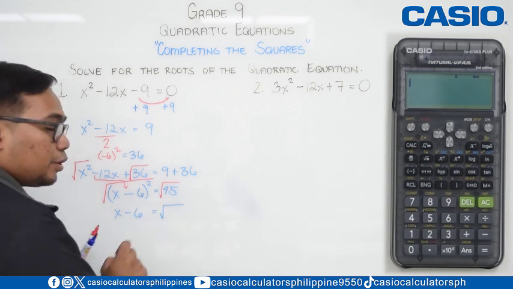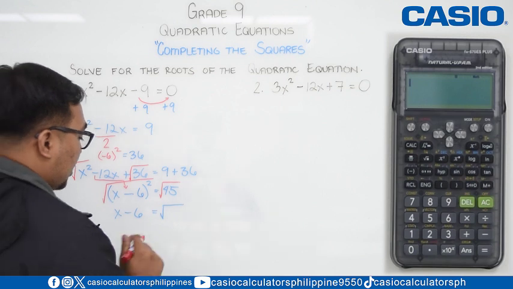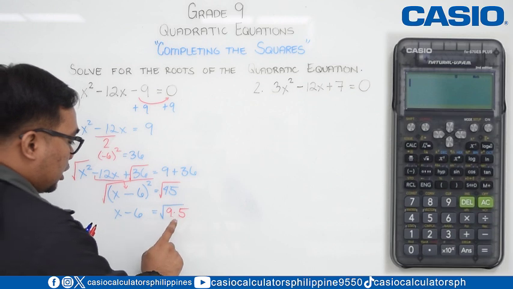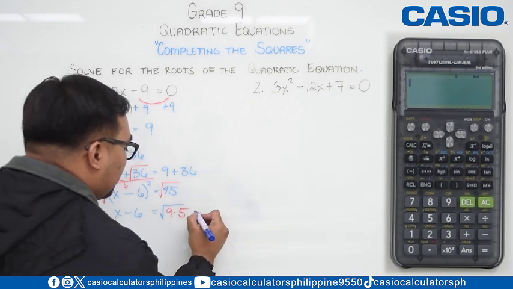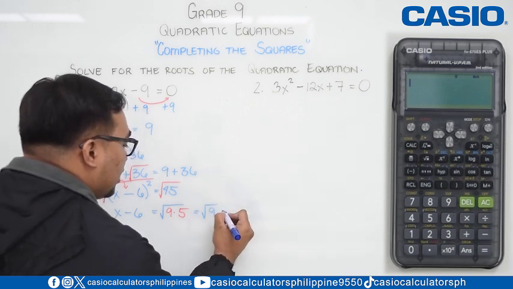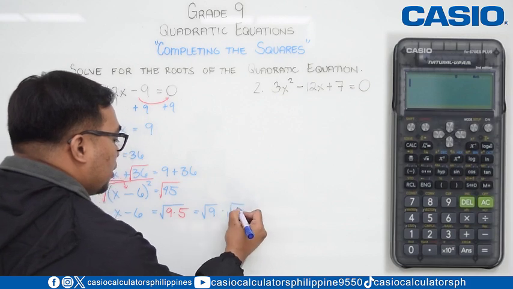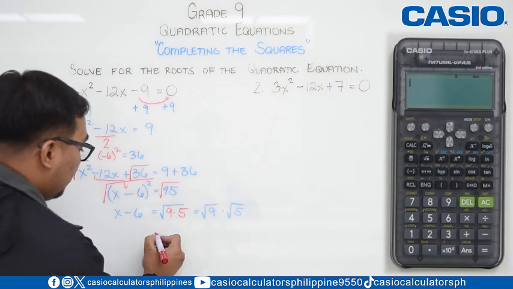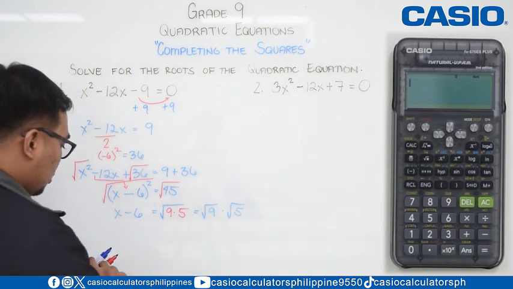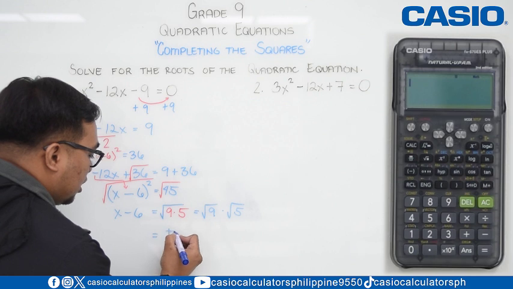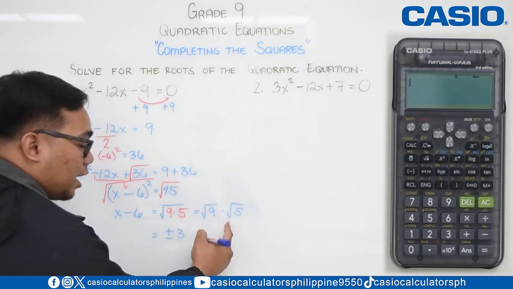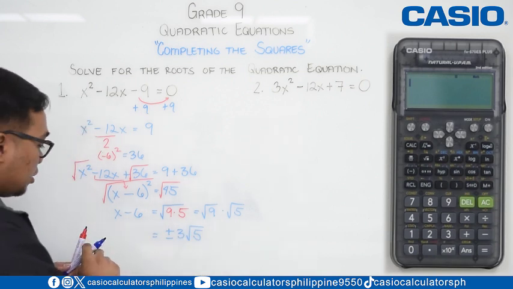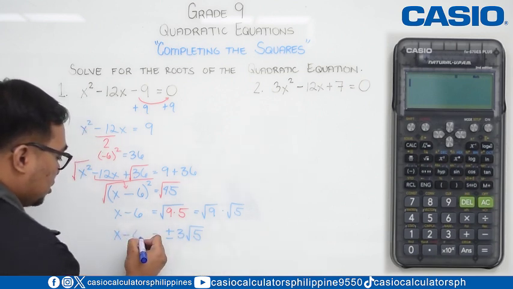And we know that 45 is simply 9 times 5. So we can express this as a product of square root of 9 multiplied by square root of 5. And we know that square root of 9 is positive or negative 3. So we have this one, positive or negative 3 multiplied by the square root of 5. And the left side of the equation will remain as x minus 6.